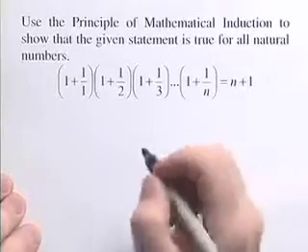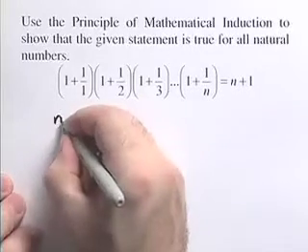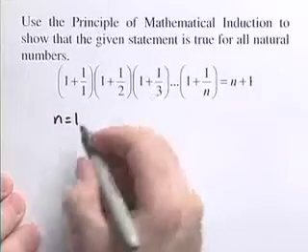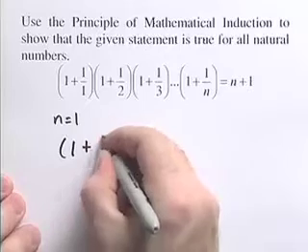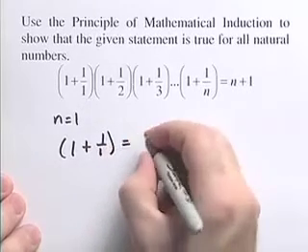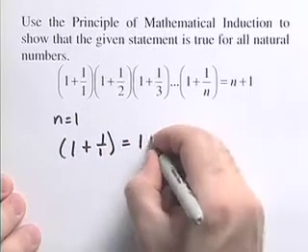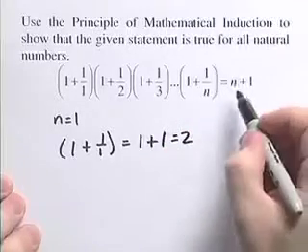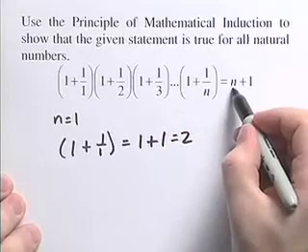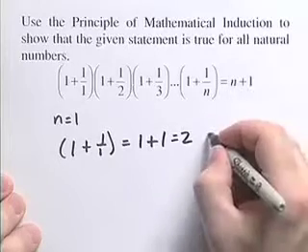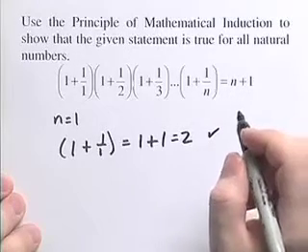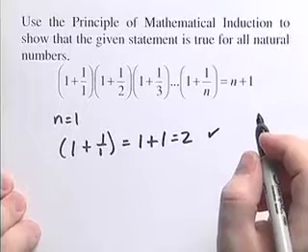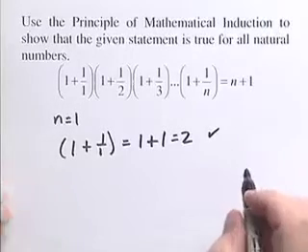To do that, we first want to show that this holds for n equals 1. That gives us 1 + 1/1, which equals 1 + 1, which is equal to 2. And we see that if n is 1 on this side, 1 + 1 is equal to 2. So that does indeed check. So condition 1 holds. Next we need to check condition 2.